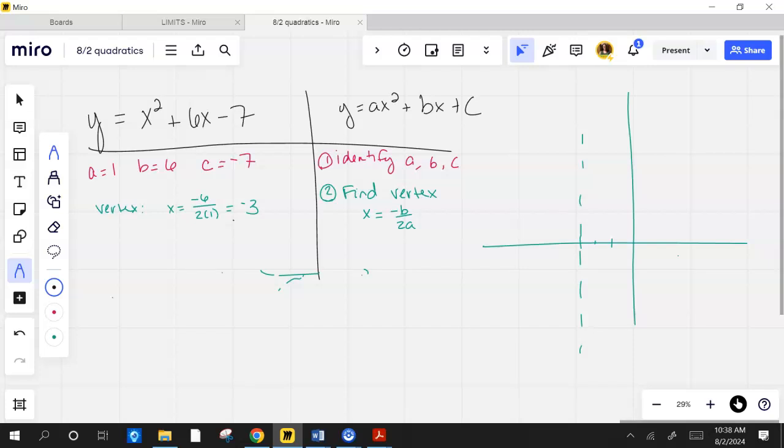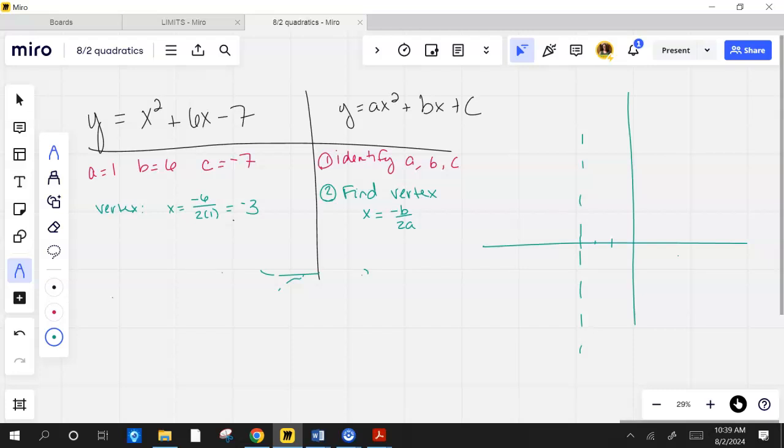All right. I'm not done with the vertex. I know it's somewhere on that line, but I don't know where exactly. How can I find where? Plug it in. Plug it into what? Your original equation. Go back to that original equation. Plug it in. I'm plugging in -3.